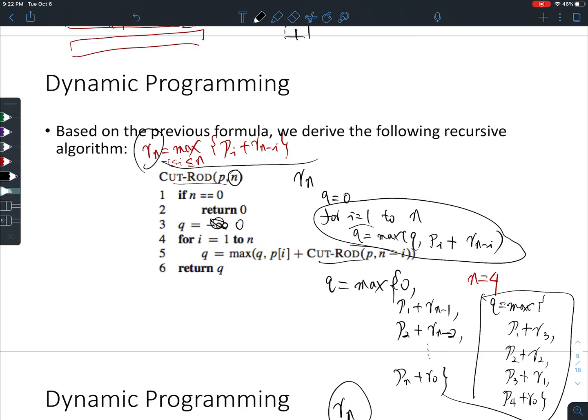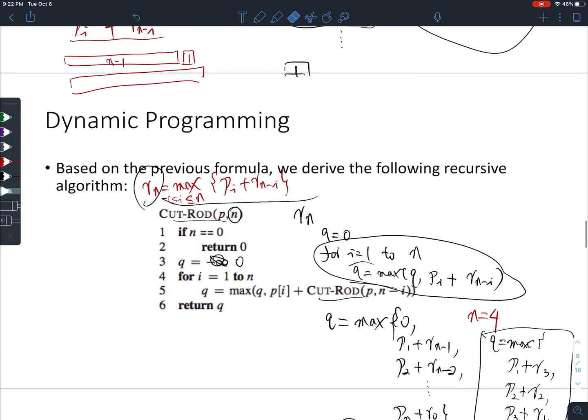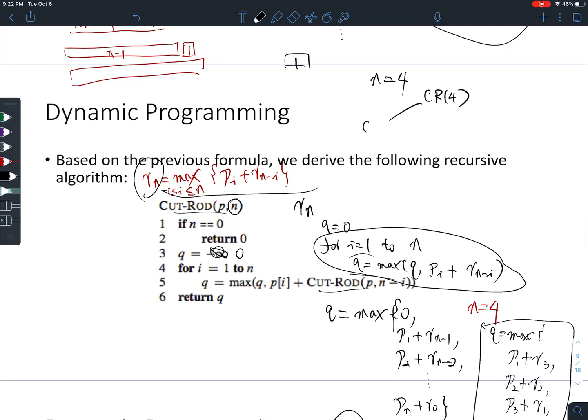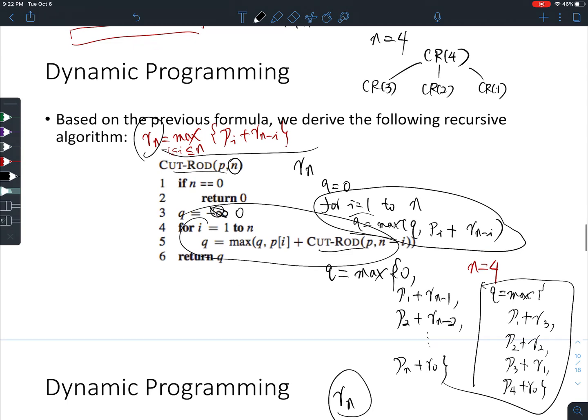But actually no. Let me ask you a question. If we follow it in this way, let's continue the example with n equal to 4. How many times do we call this function? Initially we call cr4. In cr4 we are calling cr3, because in this loop we are going to call cr3, cr2, cr1, and cr0. For now let's forget about 0, because the 0 case is really easy.